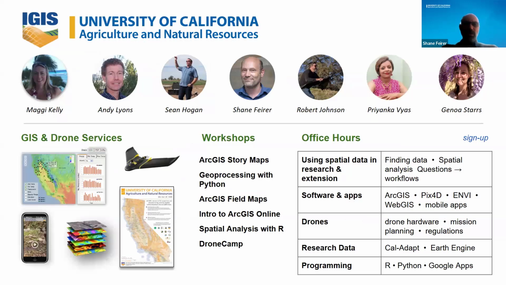So who am I? Who is the IGIS team? We are a group of researchers who work out of different offices in the state. I'll show you a map of that in a second. The principal people are Maggie Kelly, who's the director, Andy Lyons, who's on this call, Sean Hogan, myself, Shane Fire, Robert Johnson, Priyanka Vyas, and Genoa Stars.